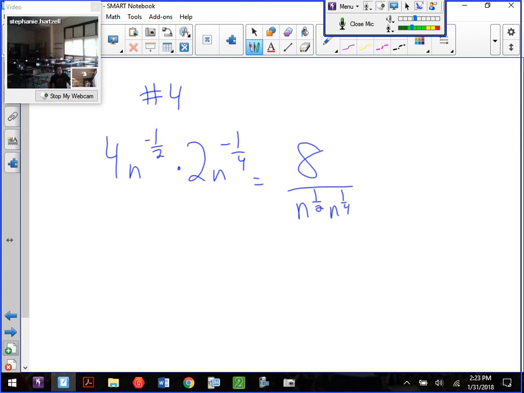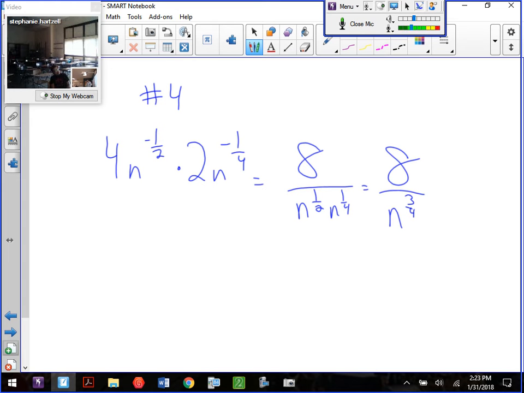Now, we have the same base, different exponents for multiplying. What do I do with the exponents? We add them. This one's pretty easy. You can probably figure it out. What's a half and a fourth? 3/4. Good. So you get 8 n to the 3/4.